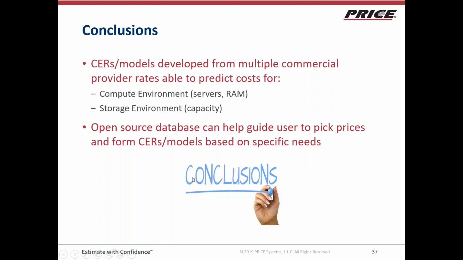So in summary, we did come up with 2 models to estimate cloud storage costs. The virtual machine, which is made up of CPUs and memory, and the additional storage. And we do have a database that can help a user pick a specific price, or if they want to filter the data on their own, to come up with CERs and models based on their specific needs. If they want to make a CER that's vendor specific, they can. That's the beauty of having an open source database.